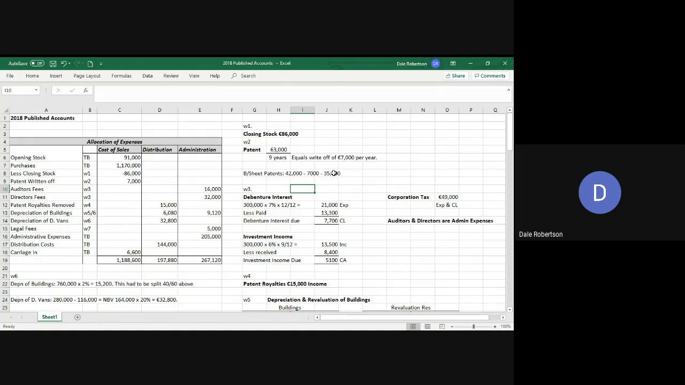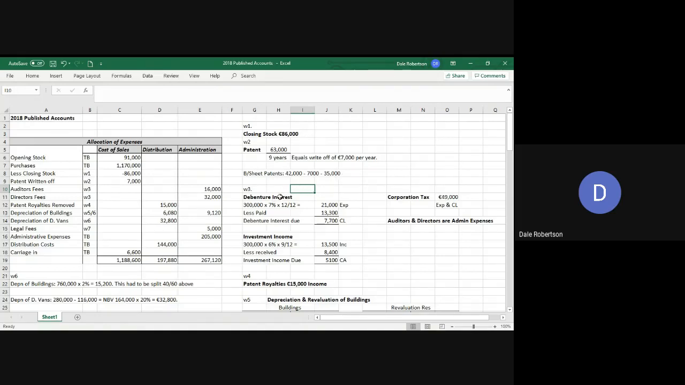Now, working number 3 is an important working. It says provision should be made for the following, and there were 5 things here. Now, the phrase provision should be made, that means these things have not been paid or received yet, but they will be before the end of the year. So therefore, we must make a provision for them, or they will be by the end of the following year.